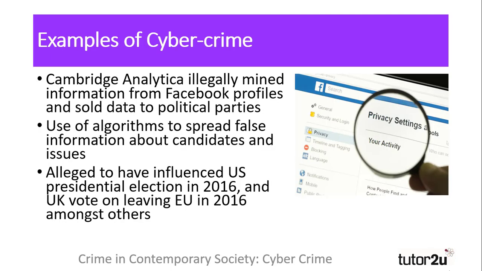One example of cybercrime that is also a form of corporate and potentially a state crime is the Cambridge Analytica scandal. Cambridge Analytica, a data consultancy firm, illegally mined information from the Facebook profiles of millions of people worldwide and sold this data onto a range of political parties. This data was then used to manipulate algorithms to present people seen as susceptible to changing their views with false information about candidates and issues in order to win votes. It's alleged that these tactics were used in the 2016 US presidential election, which saw Donald Trump elected, and in the 2016 EU referendum, which saw Britain vote to leave the EU, among many other global elections.